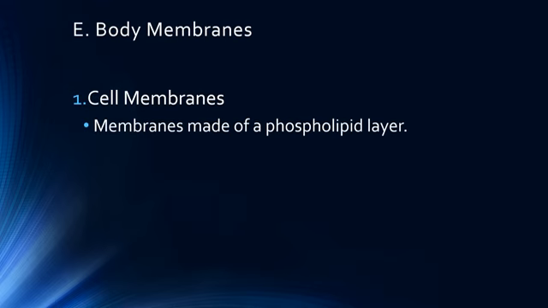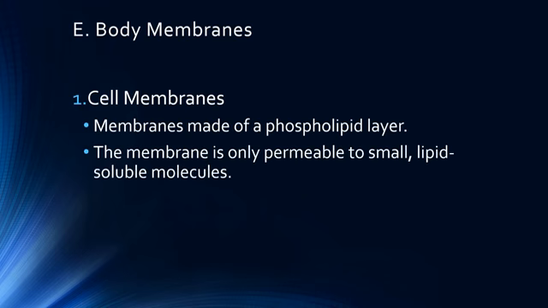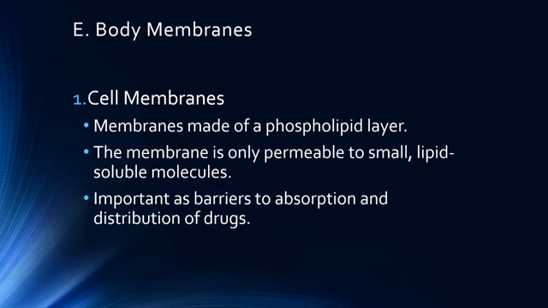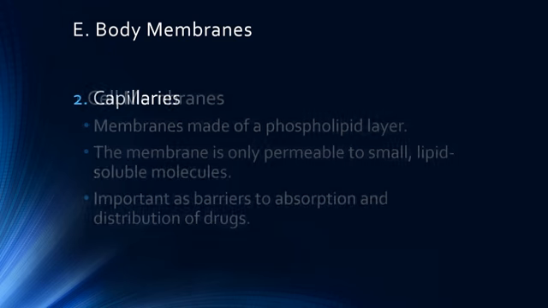Cell membranes are made of a phospholipid layer, as we saw when we talked about the cellular membrane of neurons. Membranes are only permeable to small lipid-soluble molecules. These are important as barriers to absorption and distribution of drugs. So not very many drugs can actually make it across the cell membrane. In fact, most psychoactive drugs have their influence by affecting the outside of a neuron by binding with neurotransmitter sites.